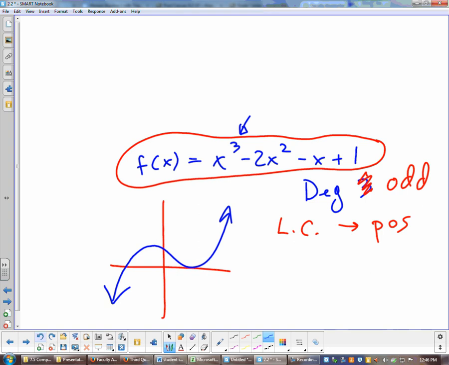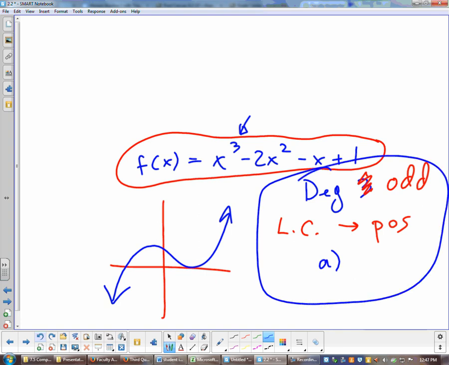Okay, so what I want you to do is write that down. So for letter A, this is all the information we have about letter A, and I want you to write that it starts low and it ends high. Does everyone understand what you're doing? All right.